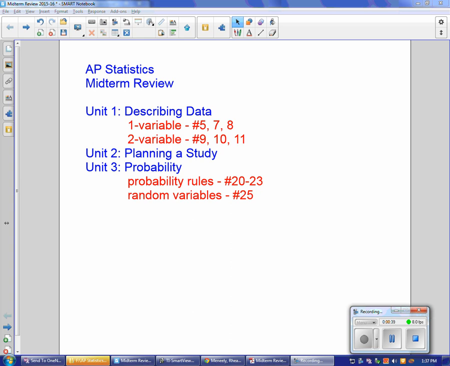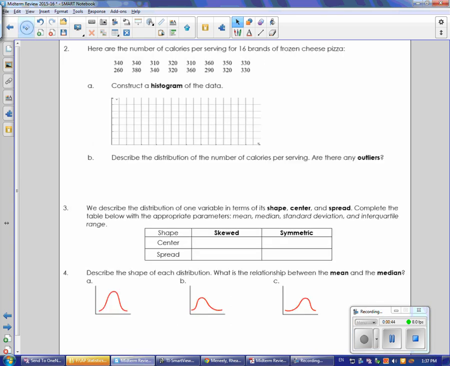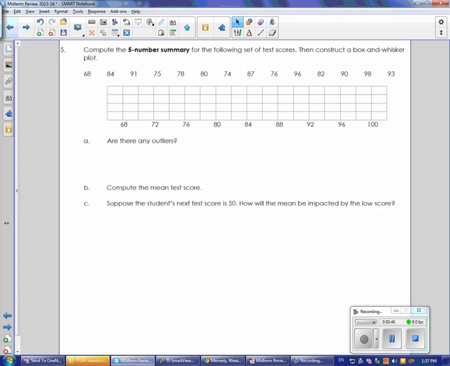All right, so like I said, I'm going to jump to problem number 5 with the one variable distributions. And I'm not really going to talk about how to do this problem. You're given a set of data. You're asked to construct a box-whisker plot and determine if there are any outliers.